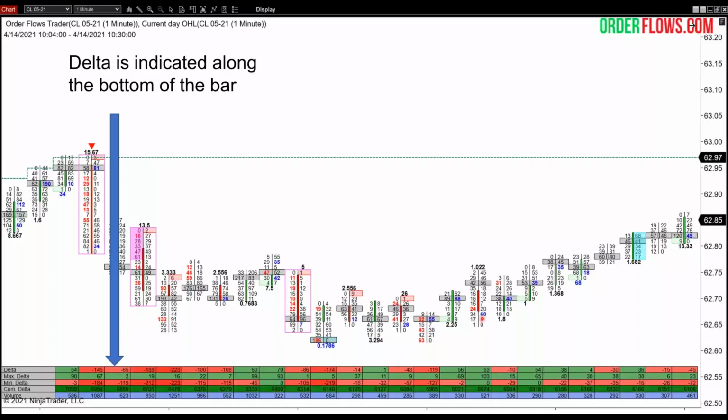Now there's other pieces of delta. There's max delta, min delta, and cumulative delta. Unfortunately, I don't have time to get into all that right now, but if you go to my YouTube channel, I've got a lot of information on that, how to use that.